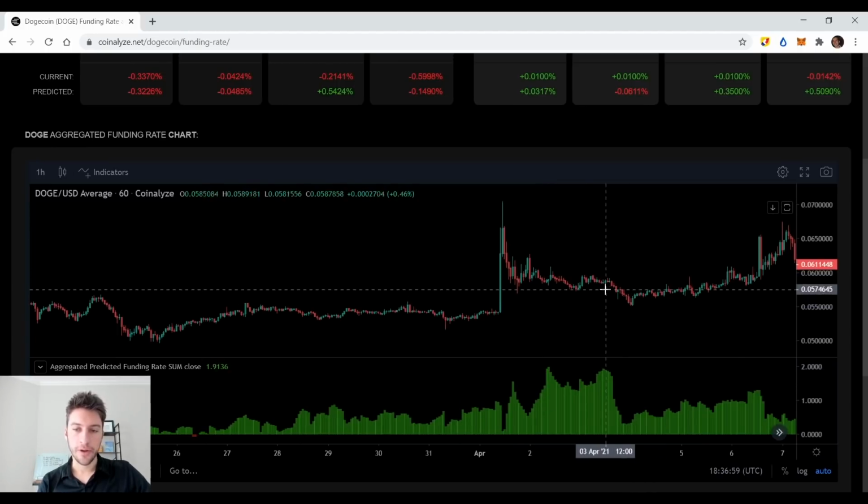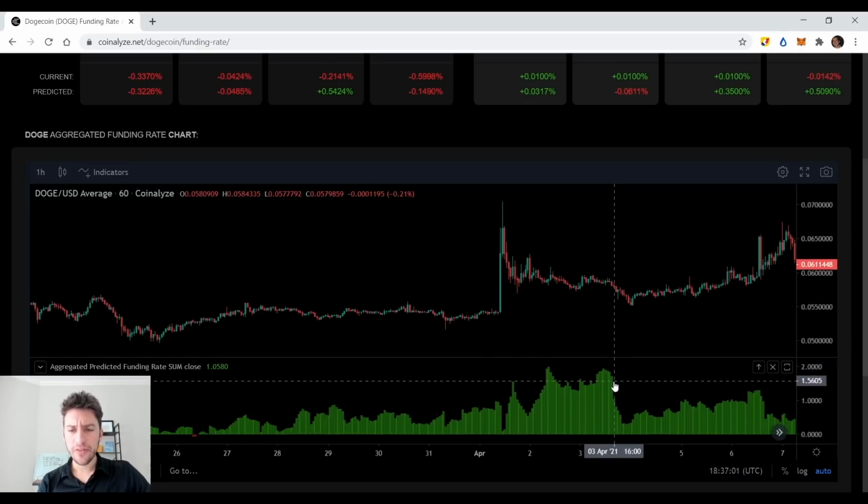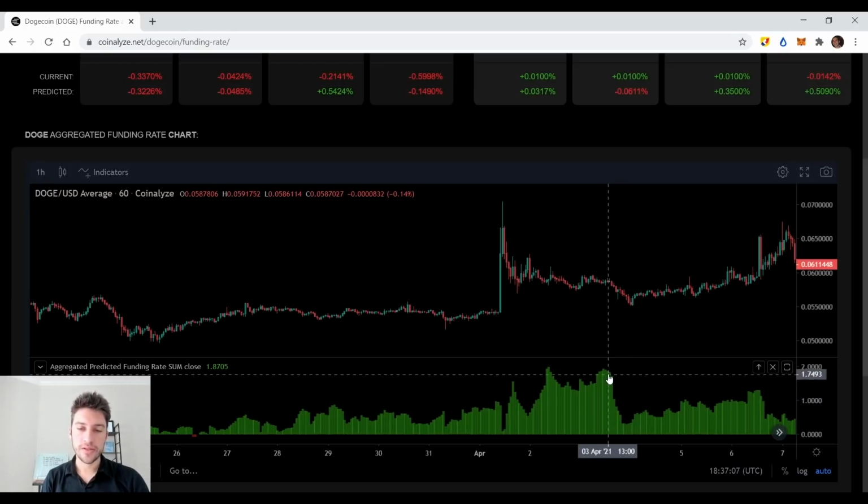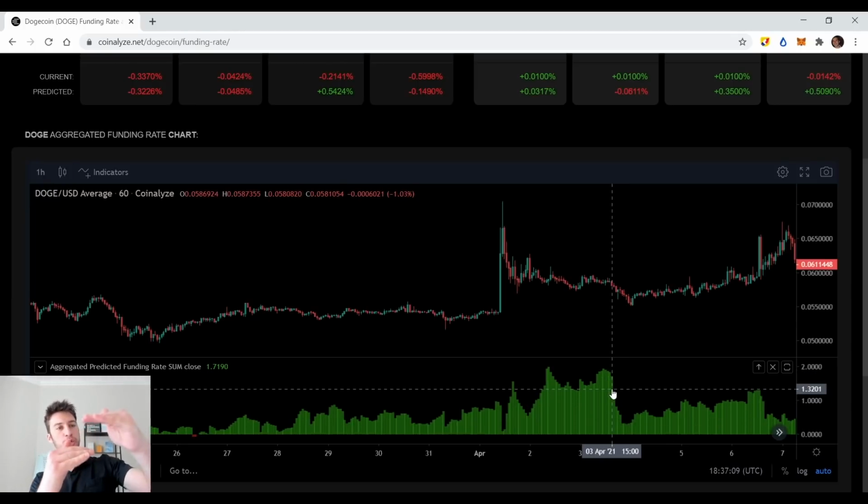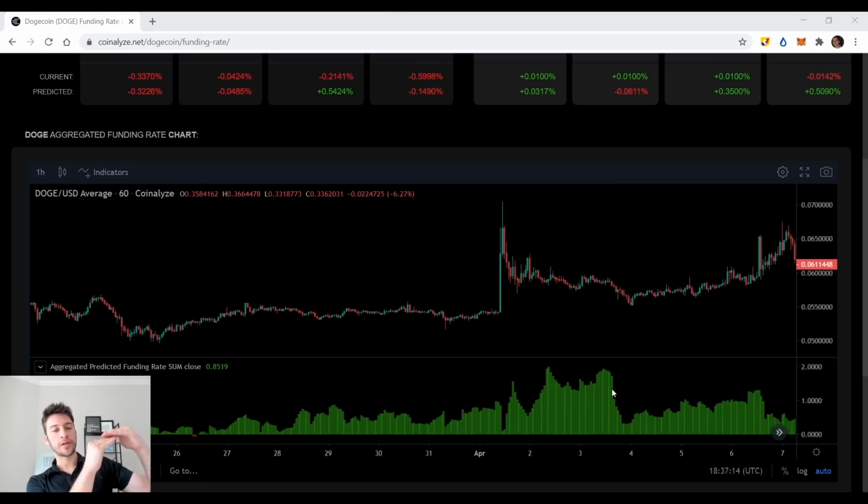And the market did fall. And then the market actually stopped falling when traders lost that bullishness on Doge. So what you can see here is the funding rate fell as the perpetual wasn't trading way above spot, but was just trading a bit closer to spot.